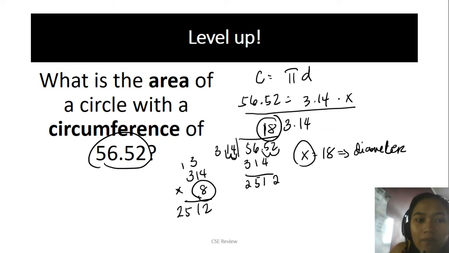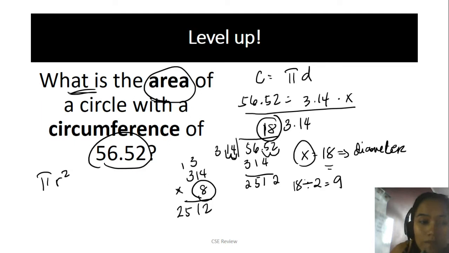Why? What we're looking for is the area. Okay? Again, the formula for area is pi r squared. Now, the diameter was given, so we don't multiply yet; we divide it by 2. So, 18 divided by 2, okay? Basically, we turn the diameter into the radius, which is 9. If we fill this in, you have 3.14 times 9 squared, or 3.14 times 81.